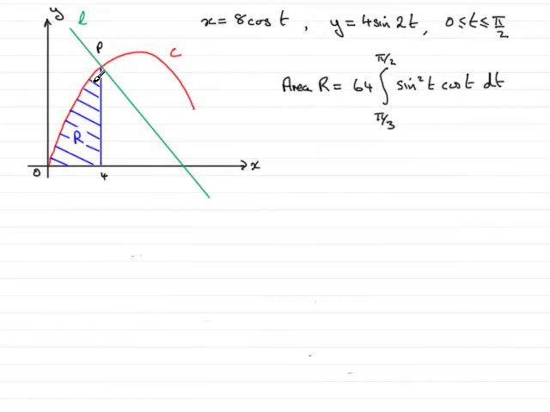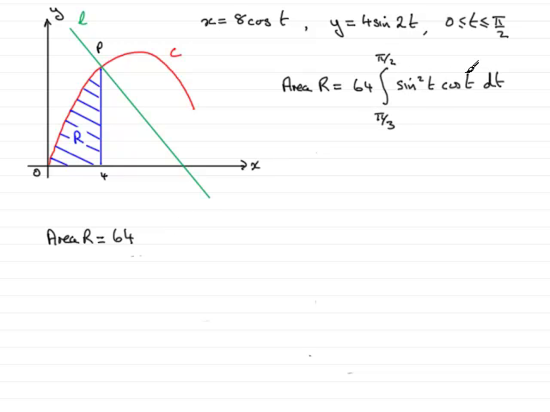Now in this part of the question we're asked to work out the exact value of this area R. We've already established in an earlier part of the question that the area R is equal to this integral here. So all we need to do then is evaluate it. So we'll put over here that the area R equals, well, we've got 64 times this integral.